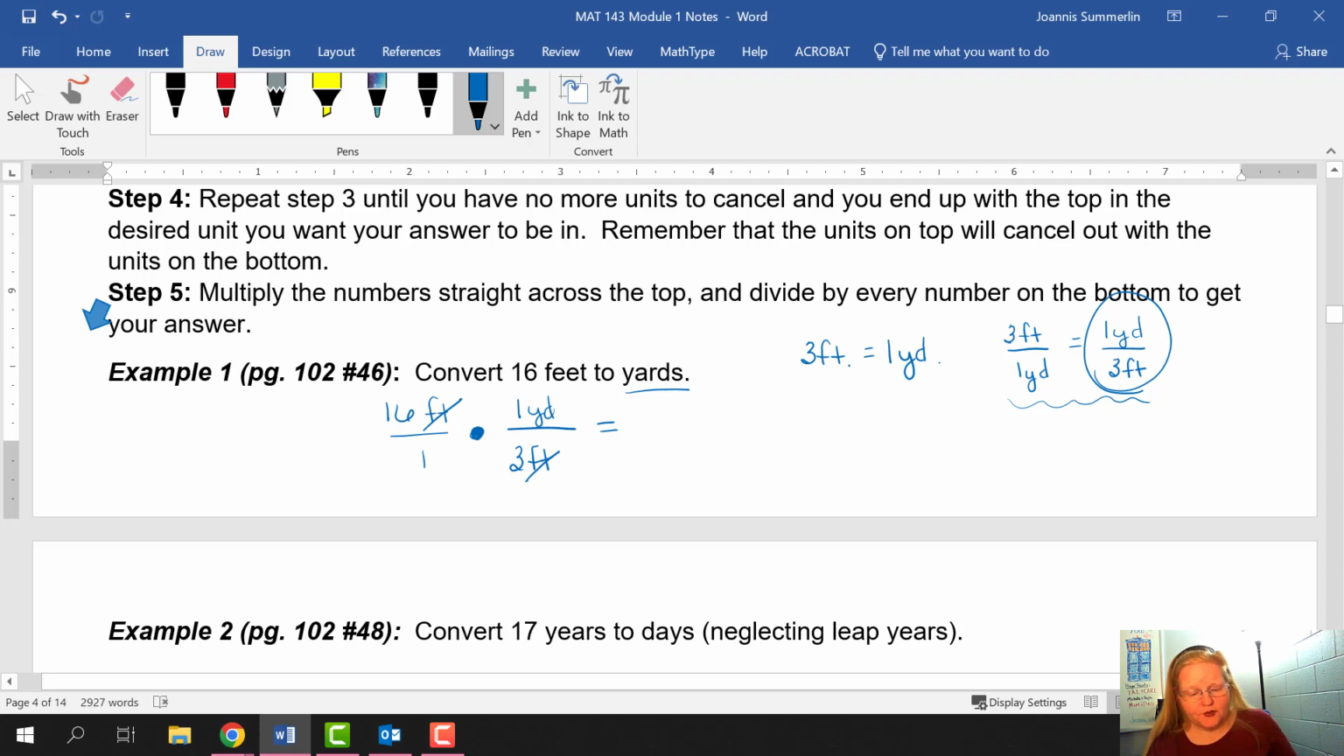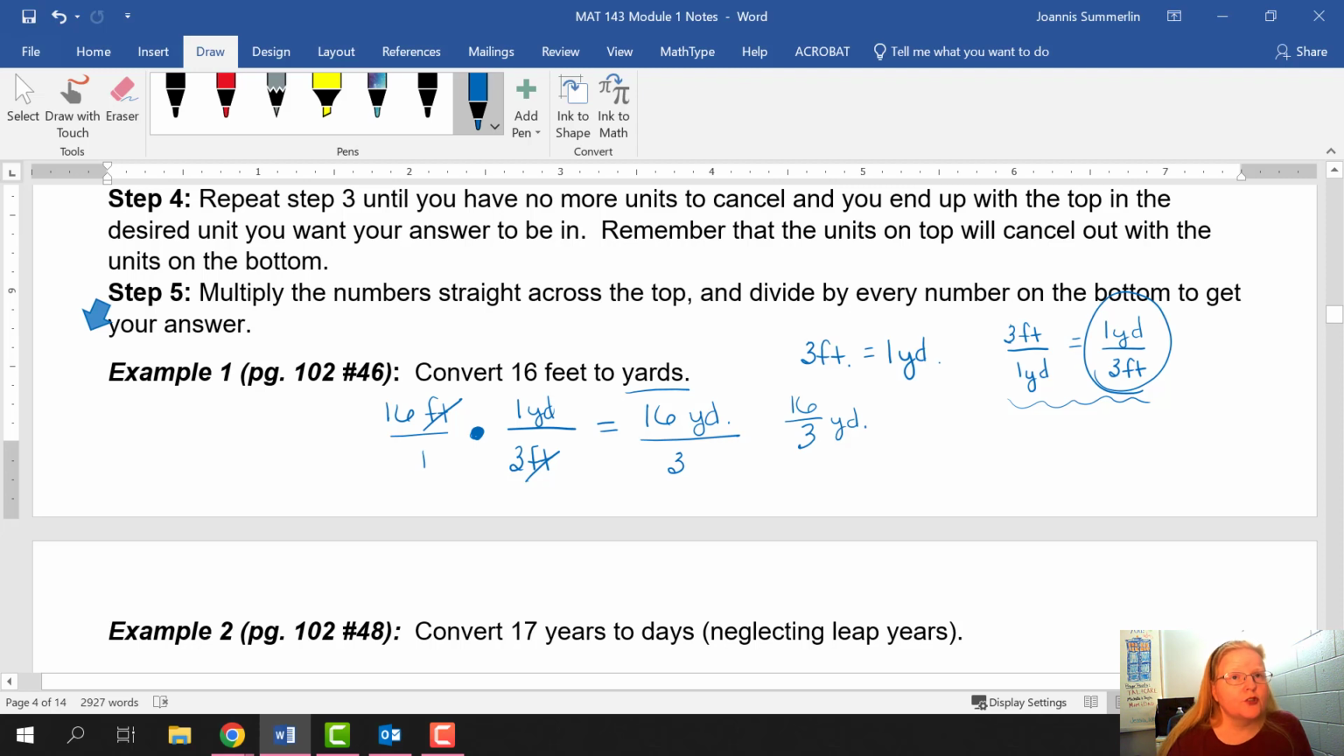So now I can multiply across the top and divide by the bottom. When I multiply across the top, I get 16 times 1, that's 16 yards on top. And on bottom, I'm left with 1 times 3, which is just 3. That's cool. So I get 16 over 3 yards. You can leave your answer as 16 over 3 yards because it doesn't reduce.